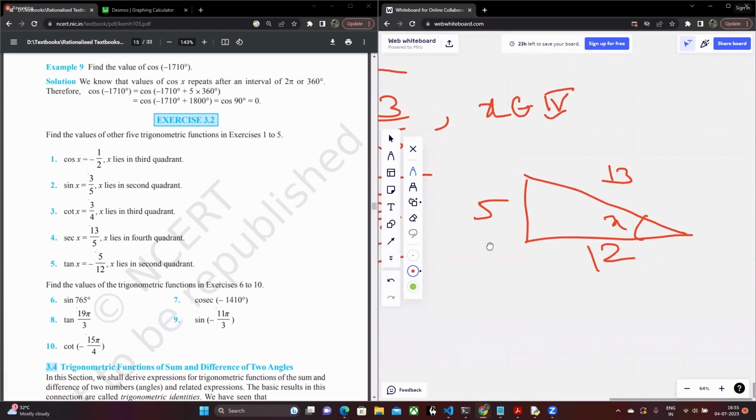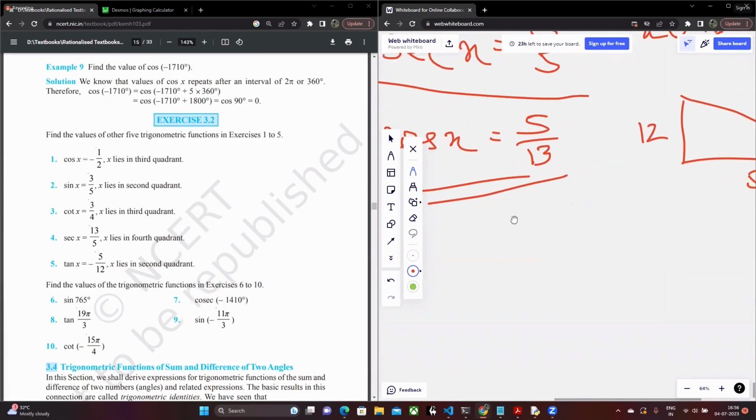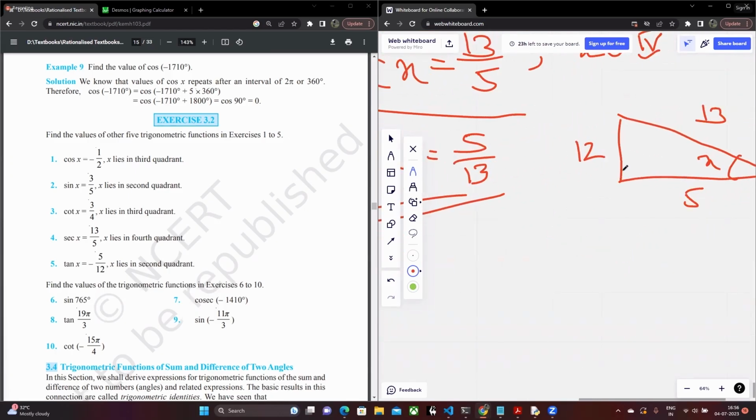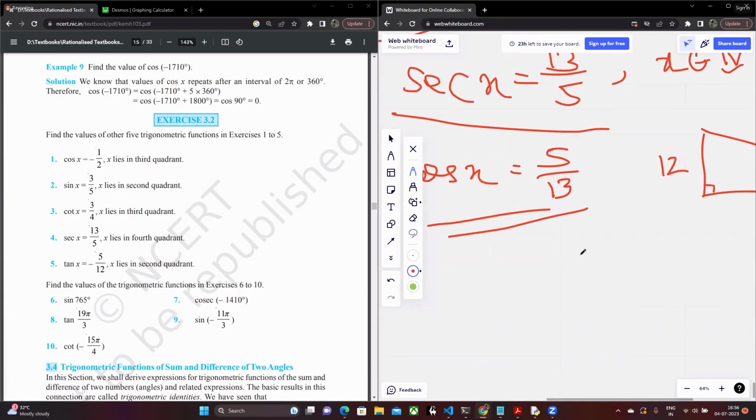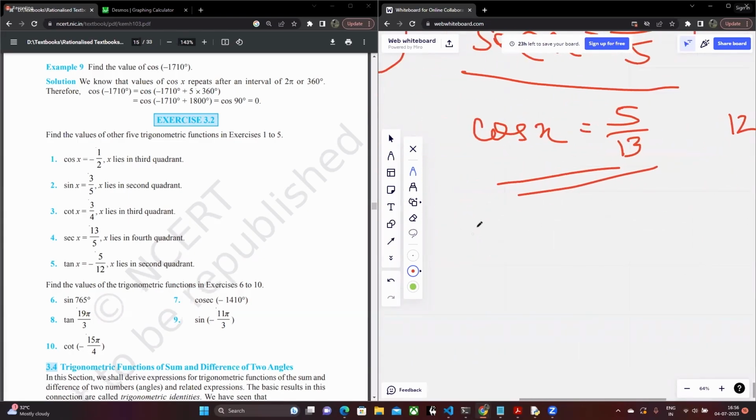Wait a minute, I haven't changed sides. I'm sorry for that. This is going to be 12, this is going to be 5, because cos x is adjacent by hypotenuse. So in a triangle, you have this right angle, and since cos x is 5 by 13, you have 5, 13, and 12 as the three sides. So it's pretty easy to form the other ratios.